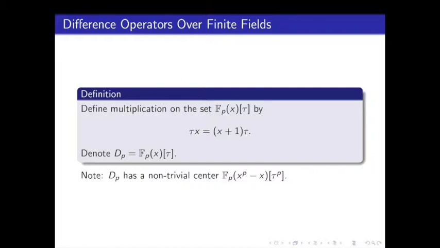How do I get that? Because tau to the p times x equals x plus p times tau to the p. It's characteristic p, so x plus p is just x itself. So x and tau to the p commute. And also, if you look at x to the p minus x, it also commutes with tau, because if you apply tau on this function, you get itself. So tau times x to the p minus x equals x to the p minus x times tau.